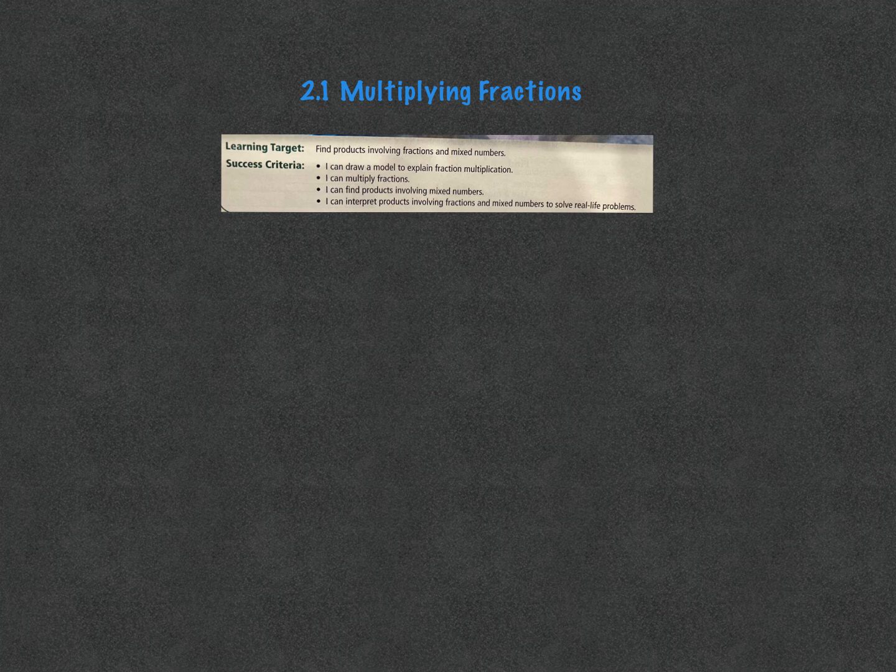It also says on here that by the end of this section, we'll be able to draw a model to explain fraction multiplication, multiply the fractions, find products involving mixed numbers, and we'll also be able to interpret products involving fractions and mixed numbers to solve real life problems. And we're going to start with example 1.